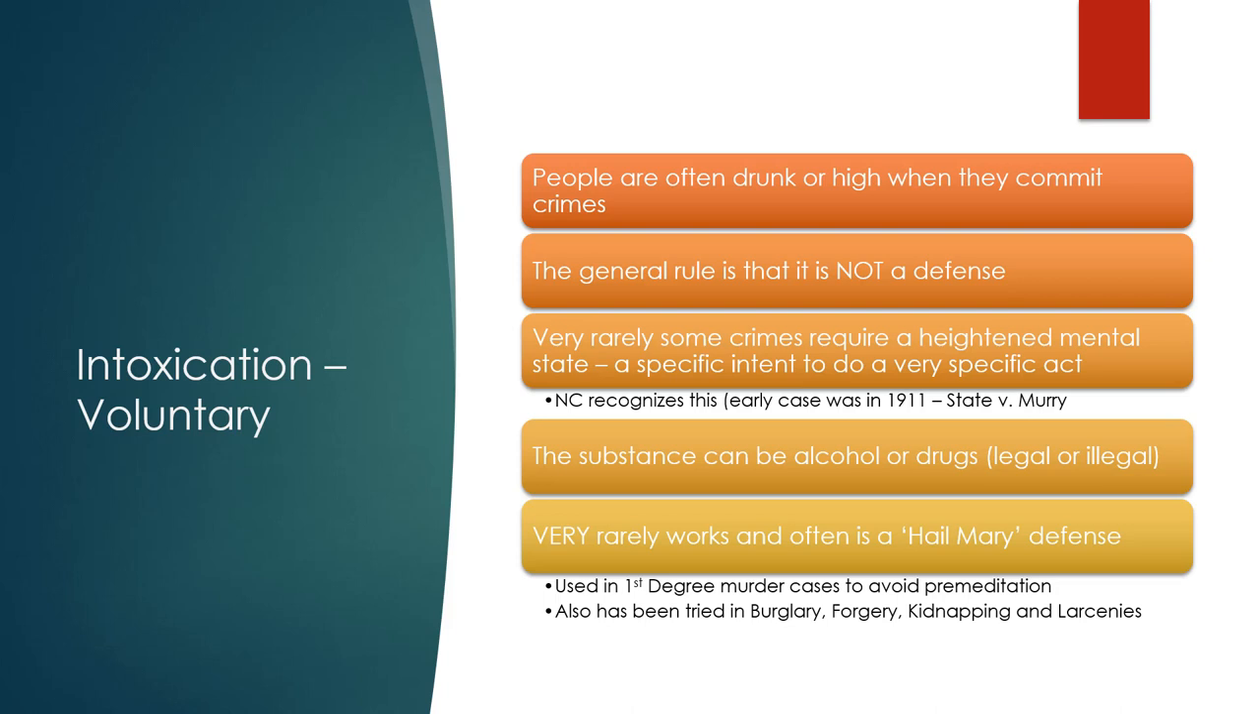that you are drunk and high. In very, very rare cases, and I can't say I've ever seen this personally in the state of North Carolina, you can say that I was so drunk that I couldn't form the specific intent to commit a very specific act. It's not going to fly for 99.999%. The only time it might be successful is a first degree premeditation. If you can say, look, I was so drunk, even though I voluntarily put myself there, I could not have formed the ability to plan or premeditate this crime.